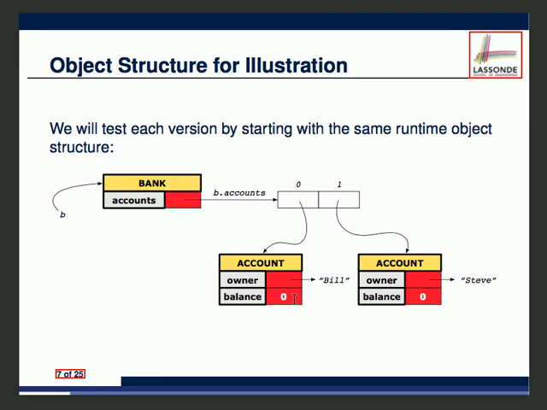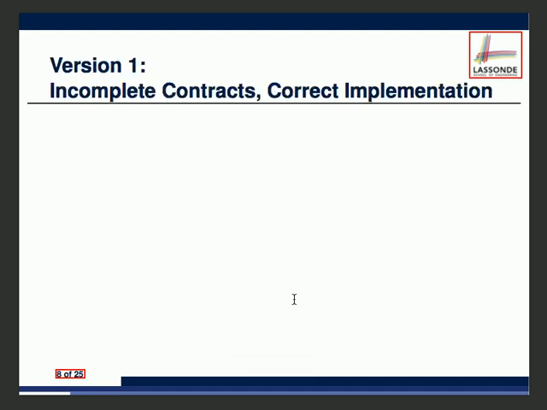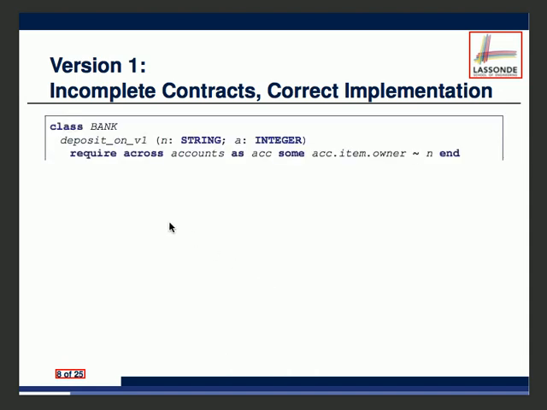Okay, let's see what we have. Version number 1. Let's see what it means to be incomplete for the contracts. First of all, let's say we have, I'll just say deposit on version 1, just to disambiguate. Okay, that's version 1. So let's just go over this very quickly.